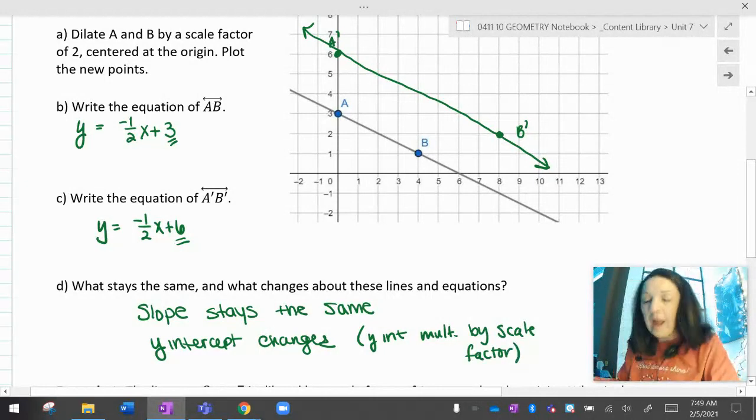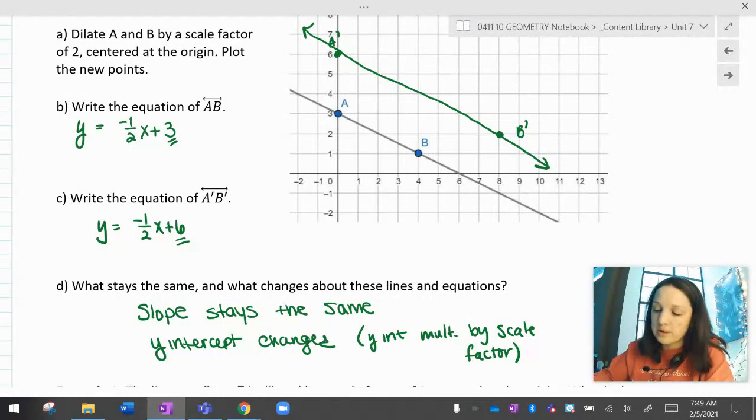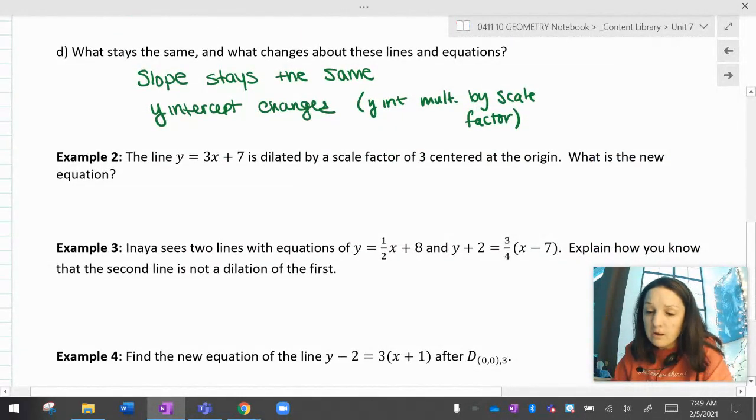Now, the reason that happens right now is because we are dilating from the origin. Remember, when you don't dilate from the origin, you can't bank on that just multiply by the scale factor idea. And, I mean, that's it. So if I were going to explain this page in a nutshell, it was when you dilate a line, it's parallel to the original, so it keeps the same slope, and your scale factor gets multiplied by your y-intercept.